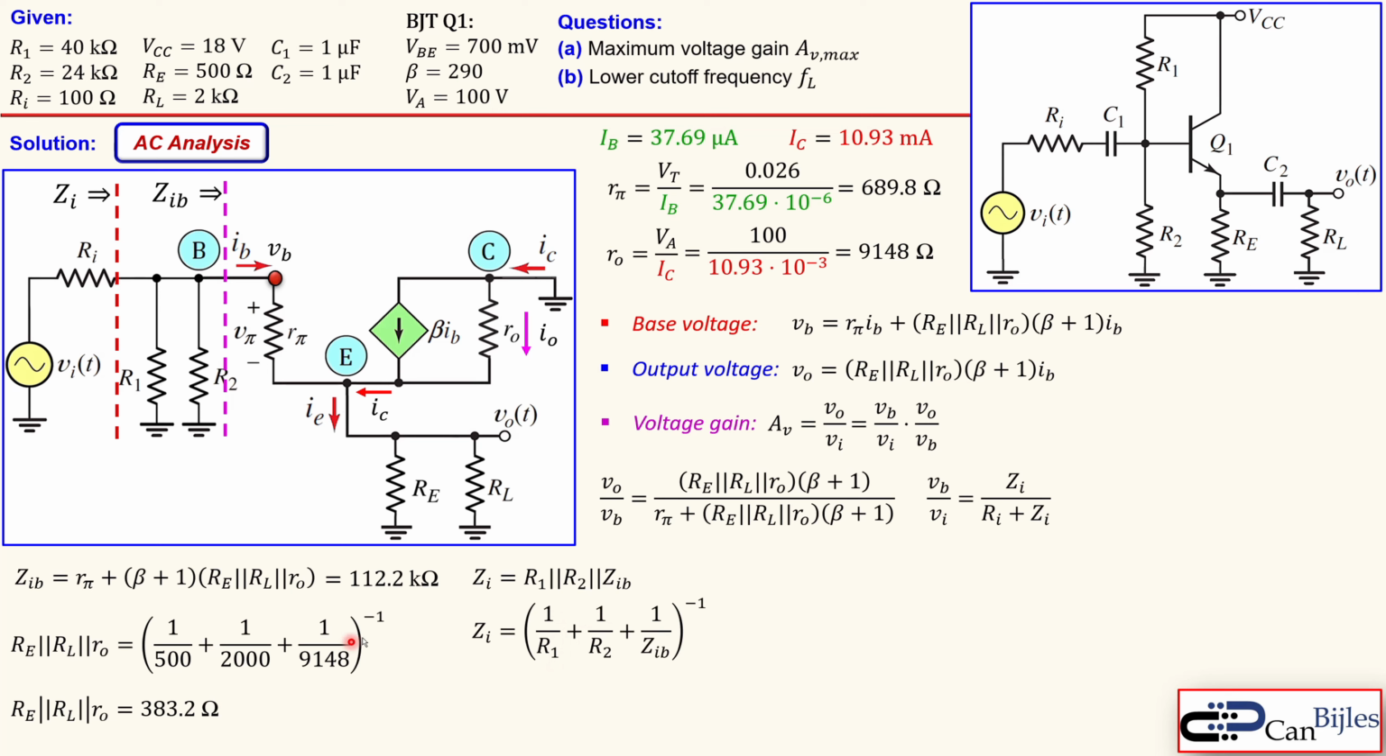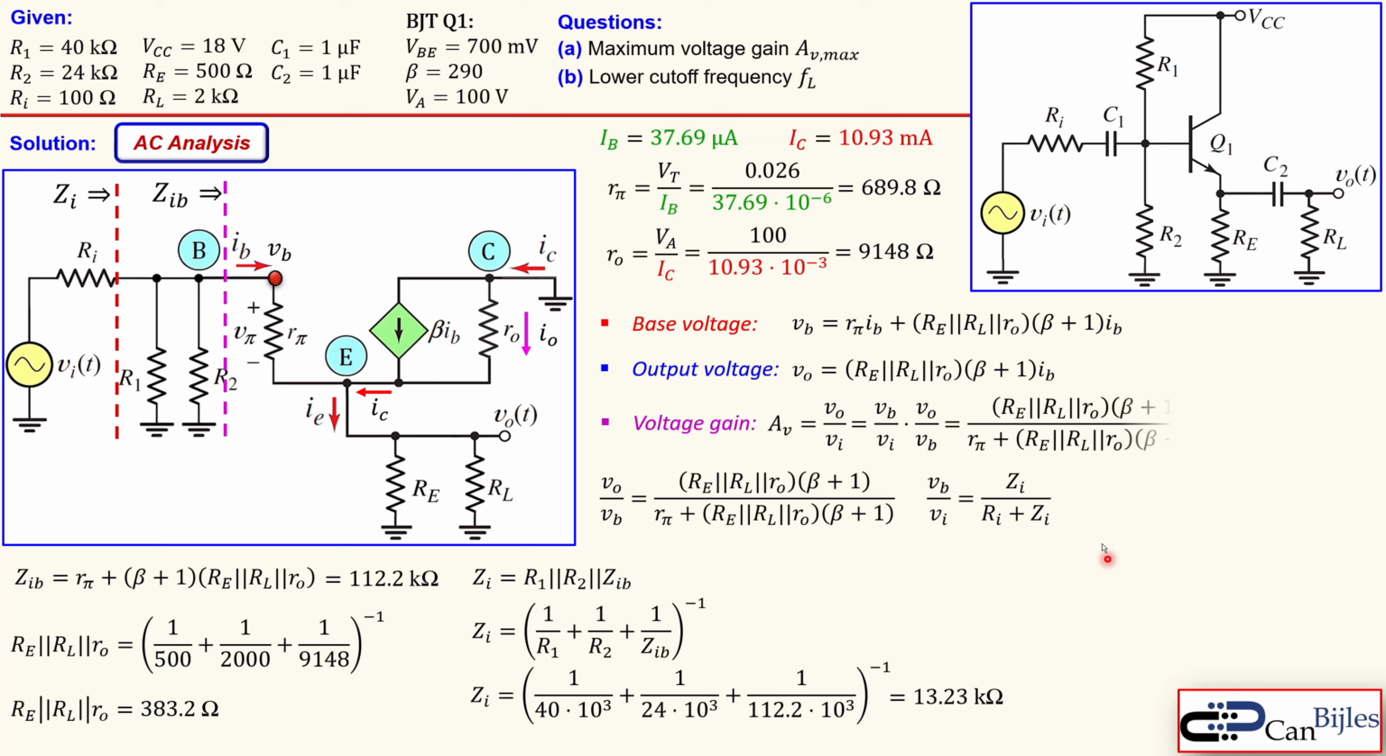That's what we see here. I mean here. And then again, 1 over that summation, and that will result in 13.23 kilo ohms. So effectively, I see from this node to ground 13.23 kilo ohms. But I see from this node to ground, so not taking this into account, I see this 112.2 kilo ohms. So I have actually this one.